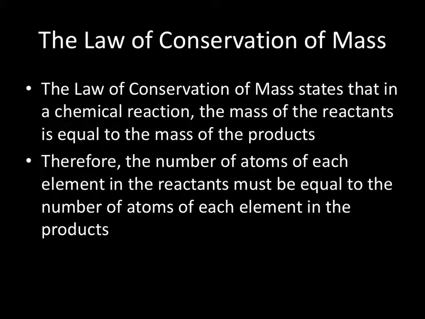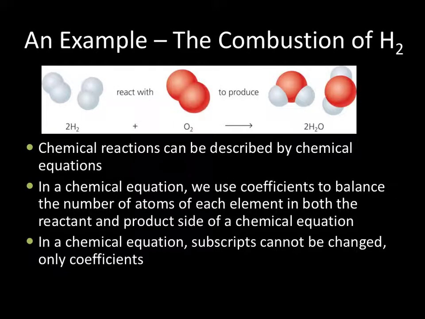Therefore, we can infer that the number of atoms of each element in the reactants must be equal to the number of atoms of each element in the products. Because of this, we need to make sure chemical equations, which describe chemical reactions, are balanced. So in a chemical equation, we use coefficients to balance the number of atoms of each element in both the reactant and product side of a chemical equation.